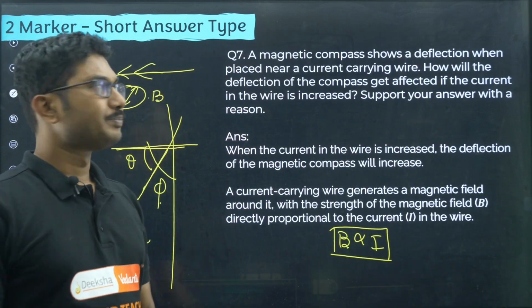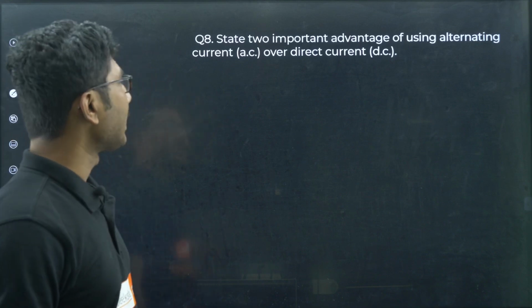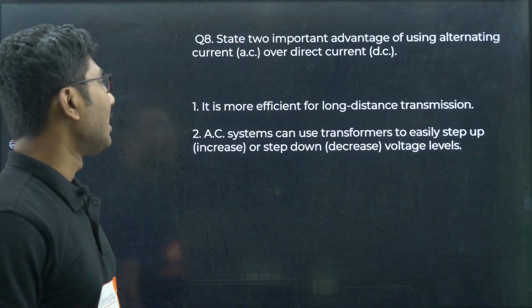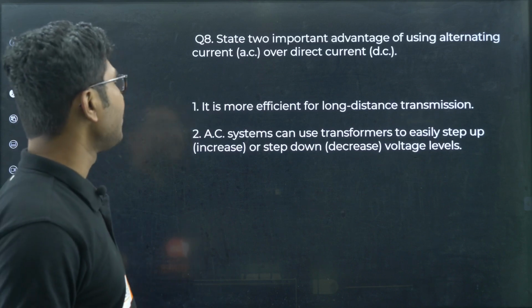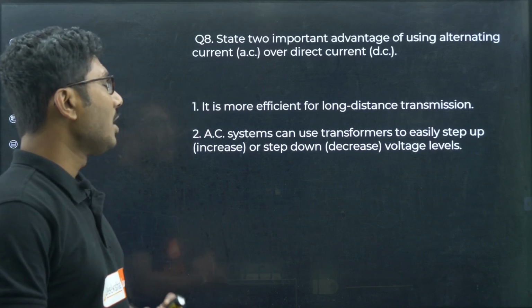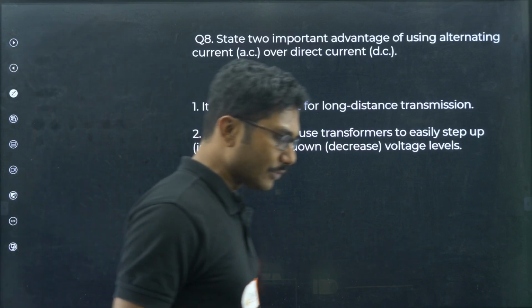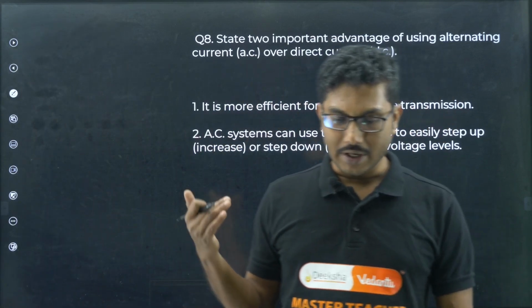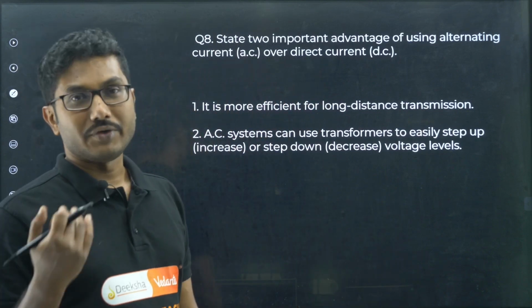That is it, simple. Now, next question, state two important advantages of using alternating current over direct current. Very easy question. It is more efficient for long distance transmission. The AC system can use transformers to easily step up or step down the voltage level. So, you can change the voltage level, you can transmit it for a long distance. That is why AC is more convenient than DC.